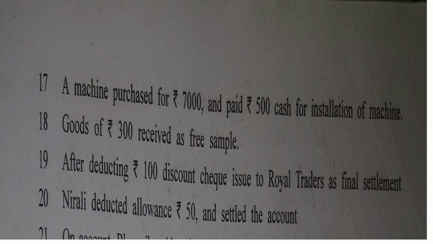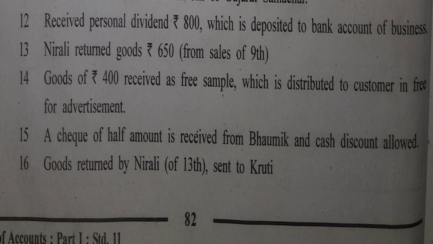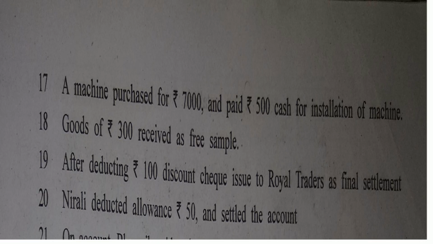Then the next, on 18th of August, goods of rupees 300 received as free sample. We just had a word about this in the transaction on 14th of August, that this type of transactions are non-economic transactions. You have received goods of rupees 300 as free sample. That means you did not pay for the same. So this transaction has no involvement of money, and this type of transactions are not recorded in the books of accounts. So this is a non-economic transaction.